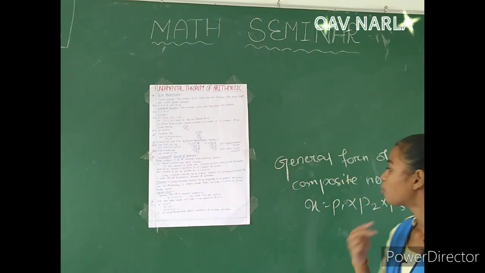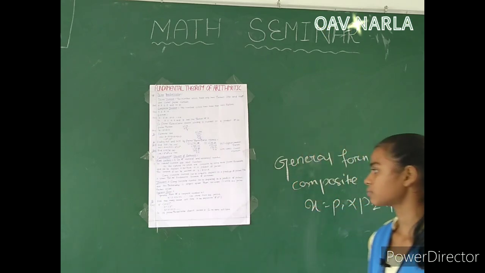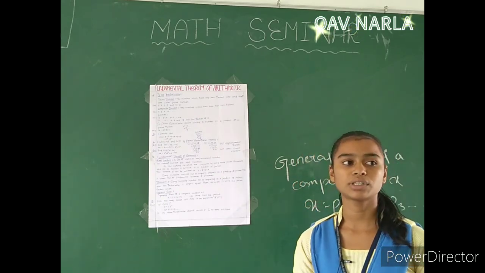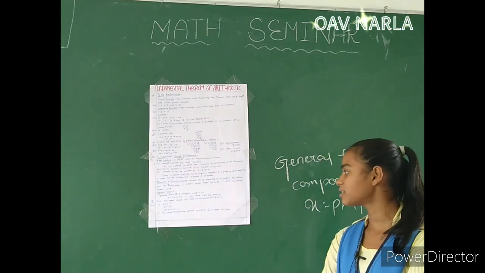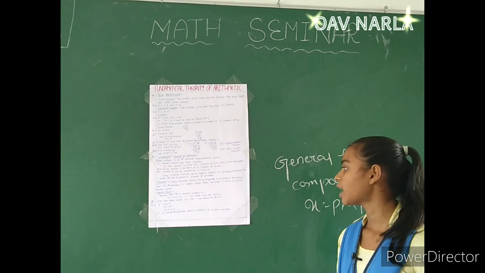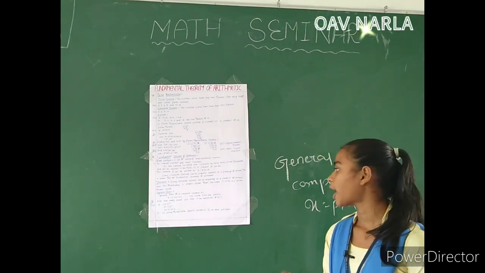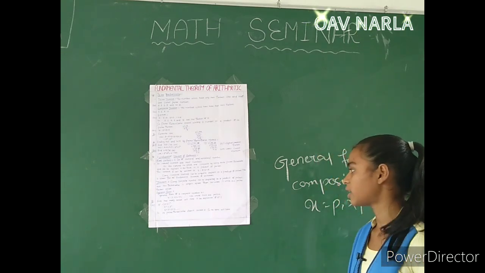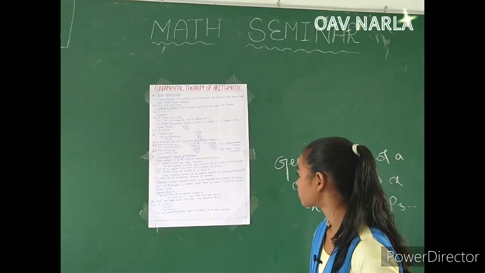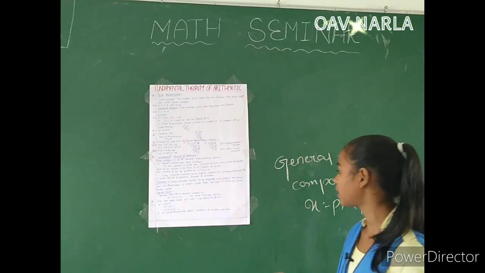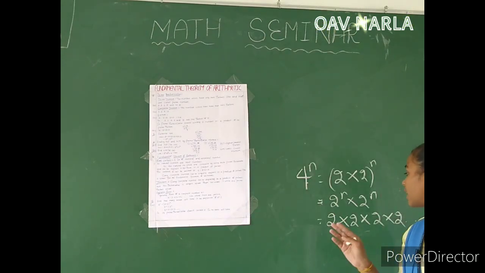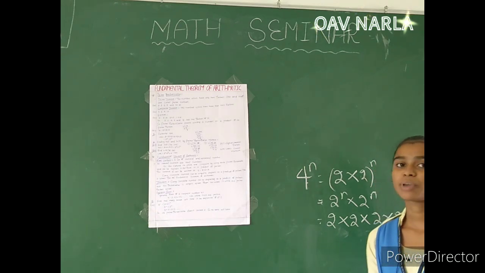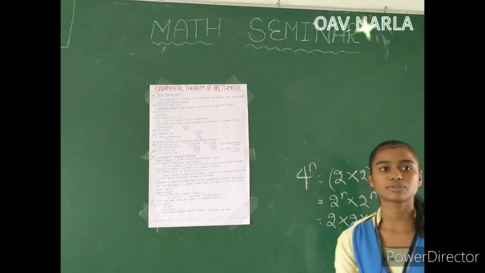The statement is: 4 to the power n never ends with 0. If a number ends with 0, then 2 and 5 must be factors of that number. It means that a composite number which ends with 0 must have 5 and 2 as factors. 4 to the power n can be written as 2 to the power 2n, so if you observe in this expansion, these are all prime numbers. So we can say that as its prime factorization does not contain 5, no 0 will come.